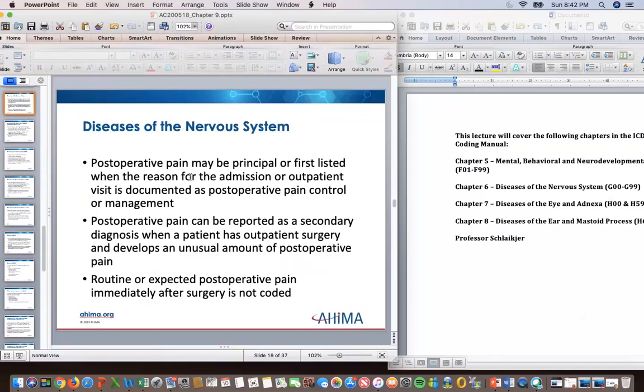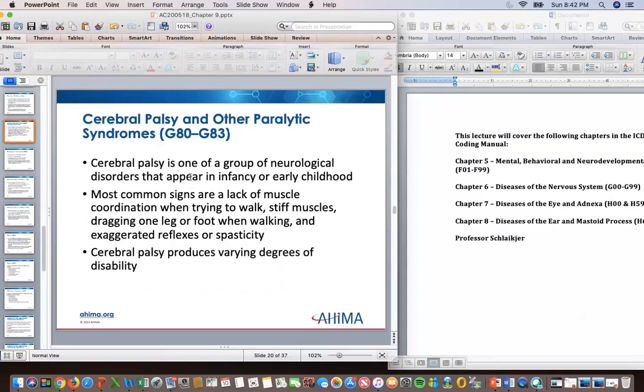Postoperative pain may be listed as principal or first-listed when the reason for the admission or outpatient encounter is postoperative pain control. Postoperative pain can be reported as a secondary diagnosis when a patient has outpatient surgery and develops an unusual amount of postoperative pain. Routine or expected postoperative pain should not be coded immediately after surgery. And in my case, if they're giving an overabundance of fentanyl or any kind of pain control medication in excess, then I will be coding out that postoperative pain.